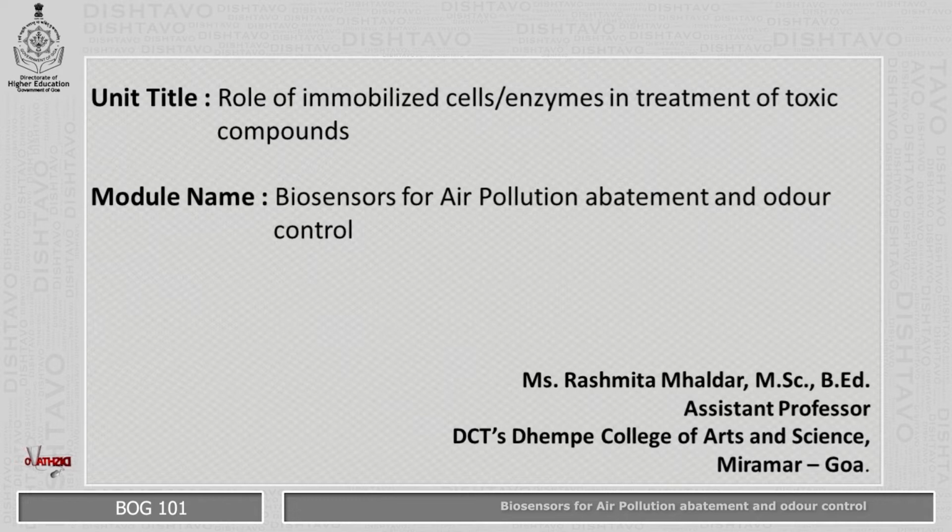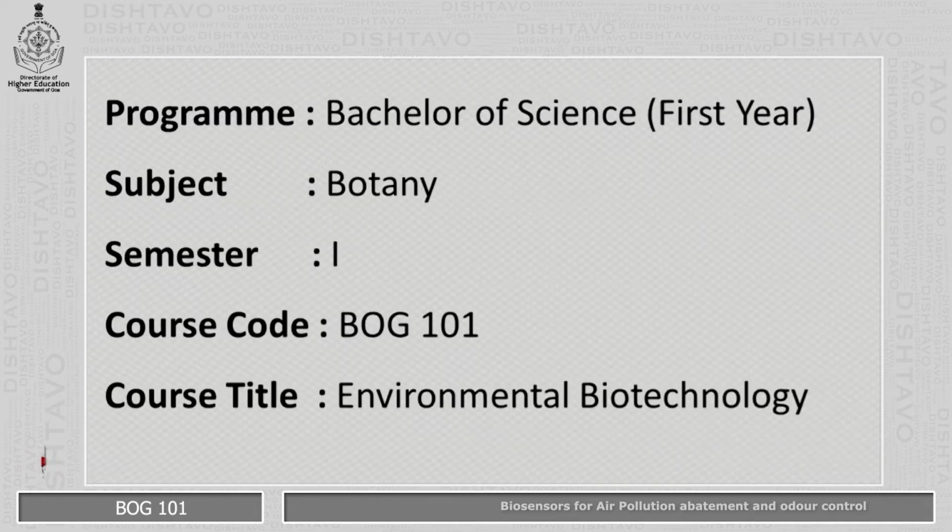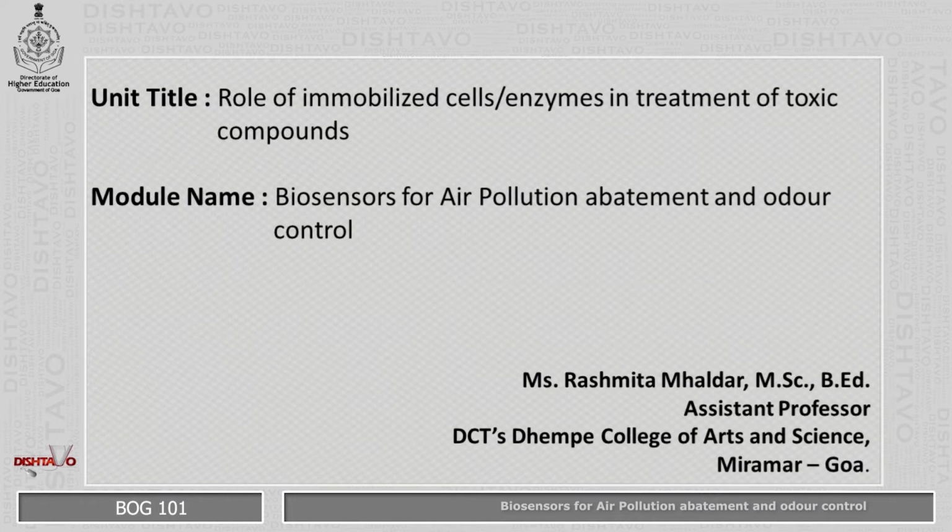This program is for BSc First Year Botany, Semester 1. Course code is BOG 101. Course title is Environmental Biotechnology. The title of the unit is Role of Immobilized Cell Enzymes in the Treatment of Toxic Compounds. Module name is Biosensors for Air Pollution Abatement and Odor Control.